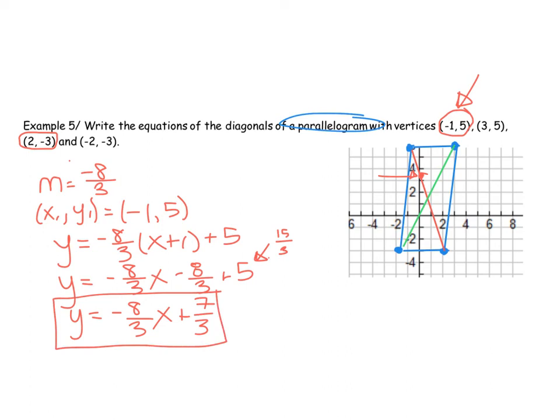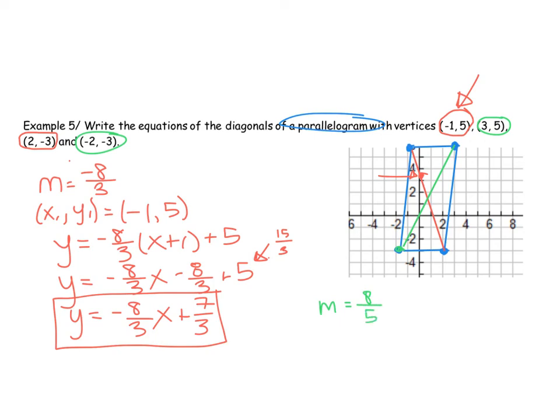Let's try the green line now. For the green line, I again need points and slope. So my points are (3, 5) and (-2, -3). That means I'm going up 8 in the vertical direction and over from -2 to 3, that's 5. So my slope is 8/5.